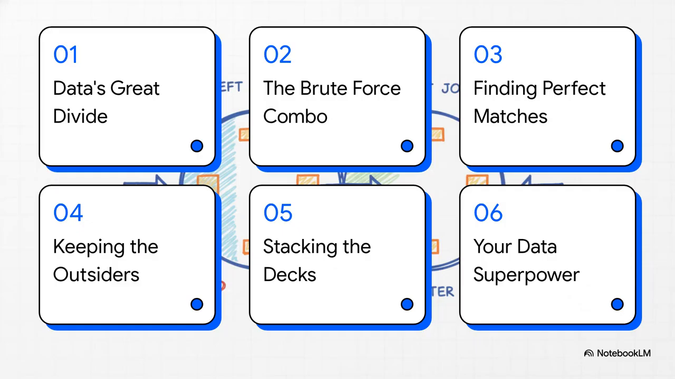So here's our game plan. We'll start by figuring out why data is split up in the first place. Then we'll look at the messy, brute force way to combine it before we discover the really elegant solutions. We'll find perfect matches, see what happens to the data that gets left out, and even learn how to stack data vertically. By the end, you're going to have a new data superpower.